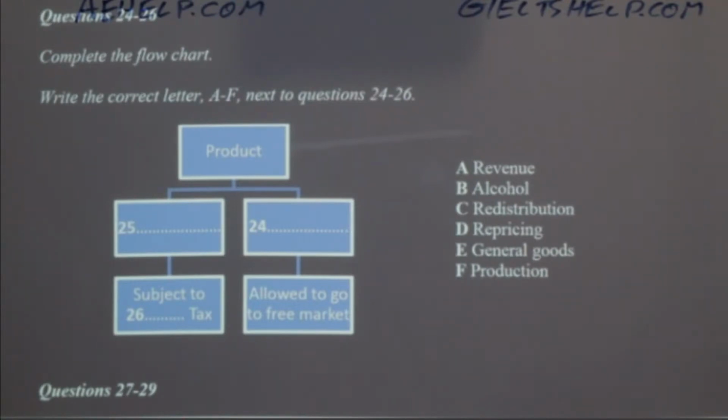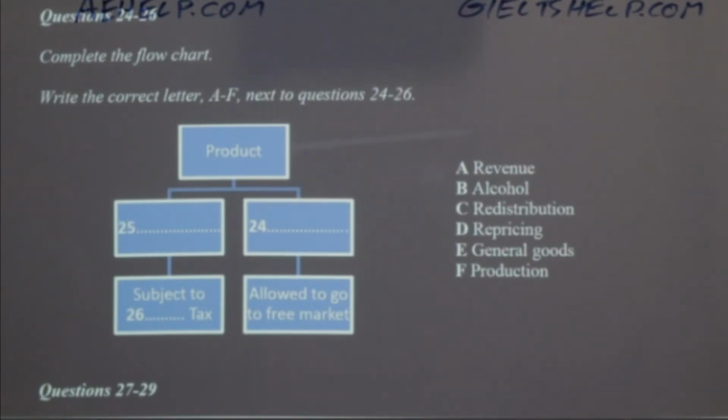In general, products are allowed to be priced in a free market. That is to say, whoever can provide goods for the lowest price is the most successful. However, there are certain types of goods that we don't allow to go to the free market. In many countries, these are goods like tobacco and alcohol. These goods are subject to a repricing tax, which is used to discourage people from using the product. Also, these repricing taxes help offset the future medical costs associated with the people who use tobacco and alcohol excessively.